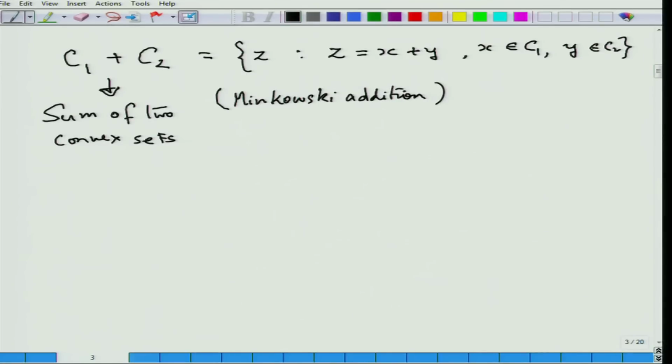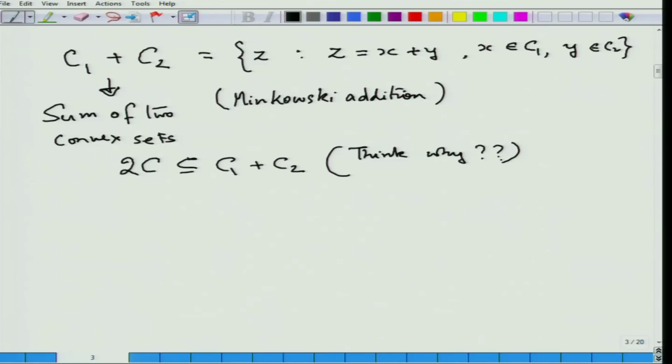I do not want to define C1 minus C2, because you can define it likewise by the difference of two vectors. The critical thing to observe here is twice of C. If you have a set C, you can add C plus C, but then twice of C is always a subset of C plus C. Think why? And find an example where this is a proper subset, and find an example where this is equal. So, another piece of homework.